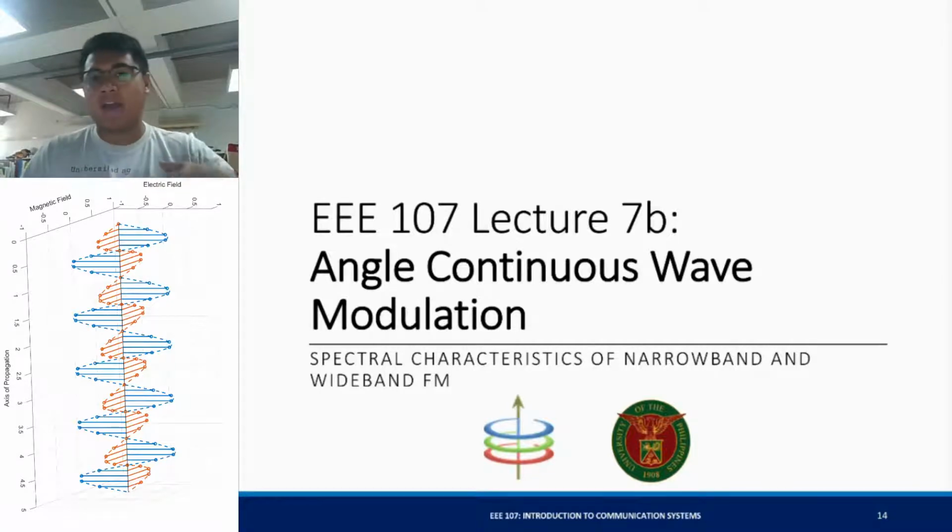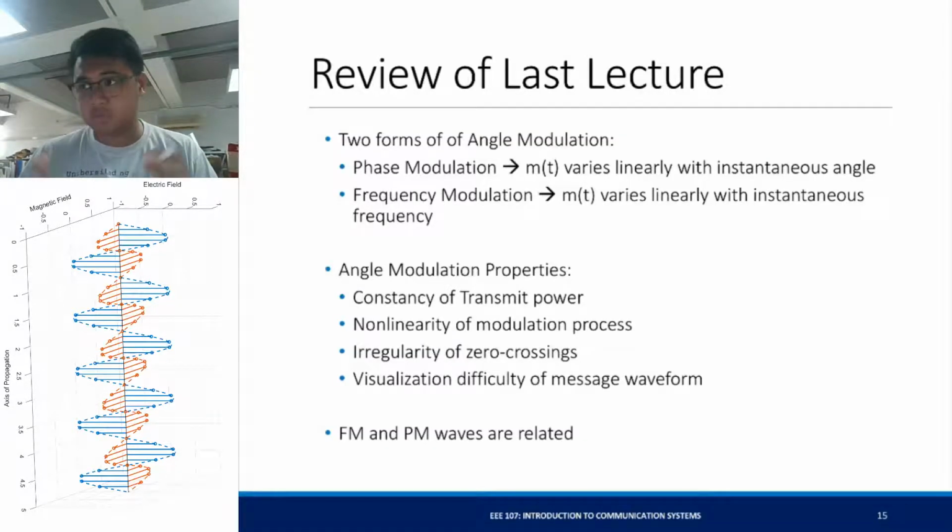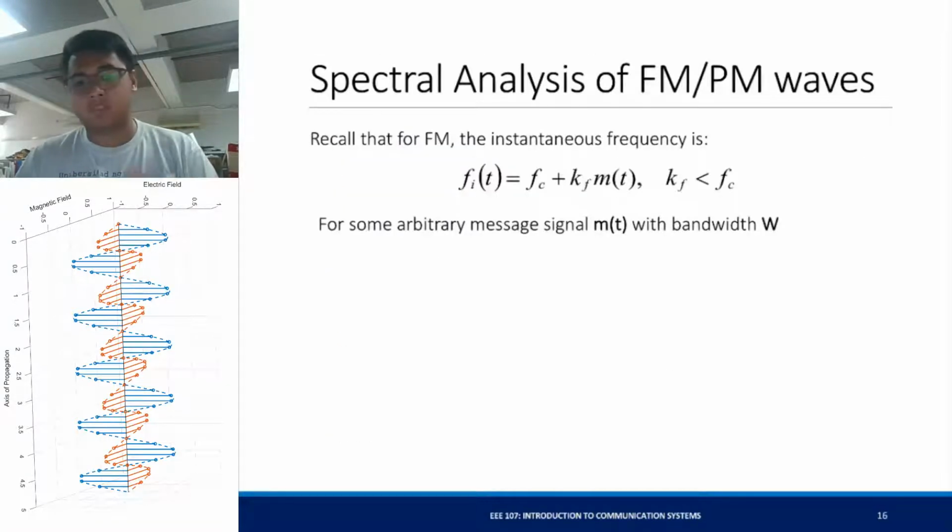Of course, when a signal is introduced to you, we'll always be talking about the bandwidth, the power, how do we solve them, how do we characterize them. And this is the part of the lecture where we talk about that. So in the previous meeting, I introduced to you two forms of angle modulation, phase and frequency. They're related to each other. It has four properties. Okay, let's move on.